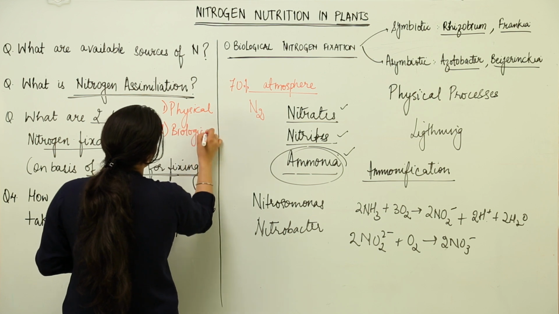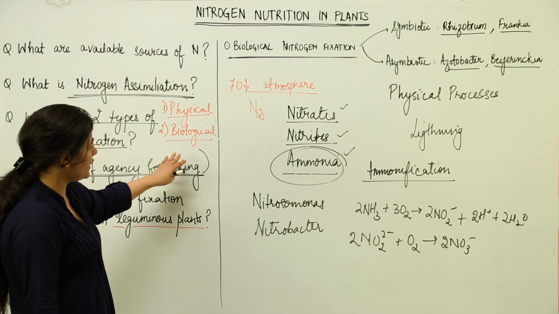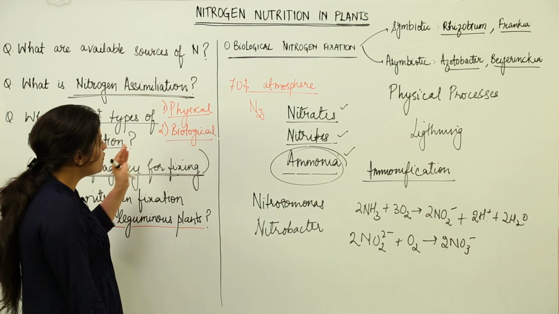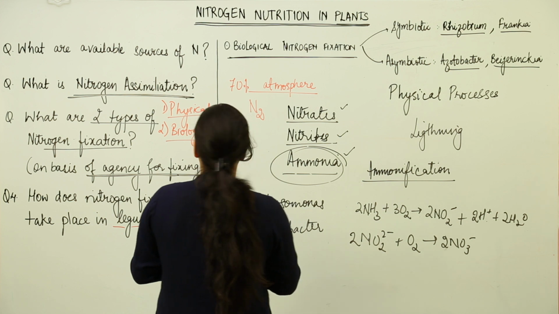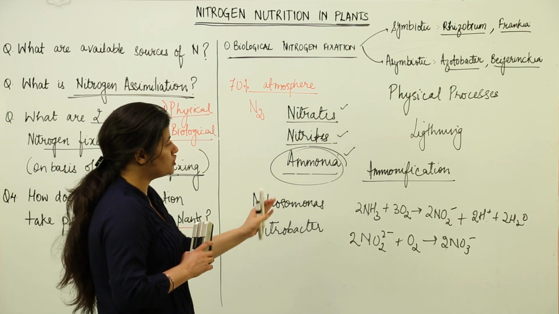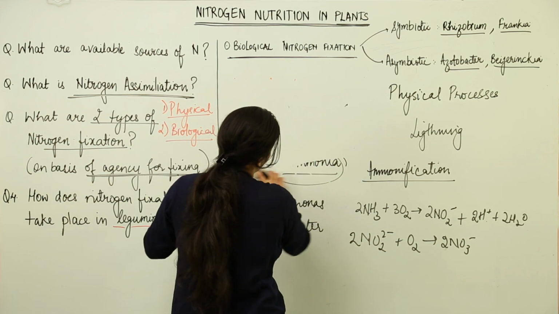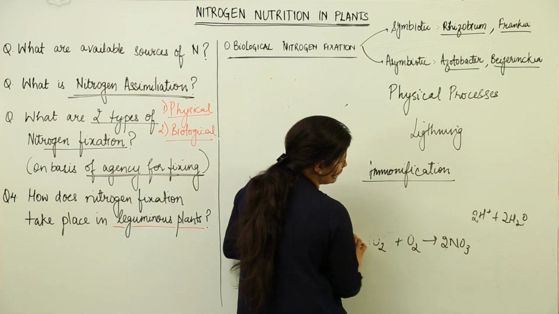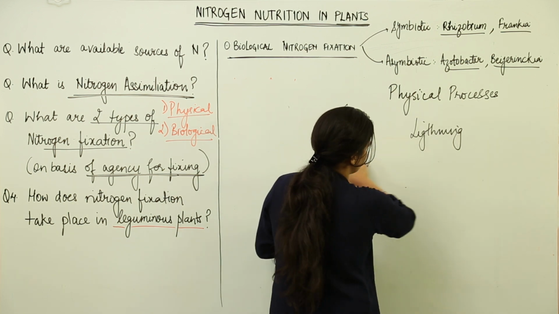In case of biological nitrogen fixation, there would be enzymes involved, and there would be prokaryotic cells involved for the fixation of atmospheric nitrogen into the plant, and for that they need to convert the atmospheric nitrogen into ammonia. Once it has been converted into ammonia, it would further undergo a few processes like reductive amination, which we are going to study.